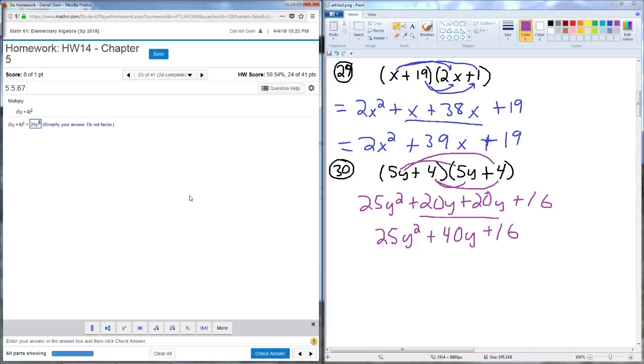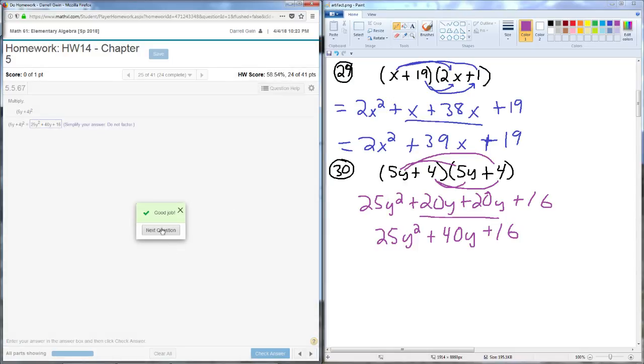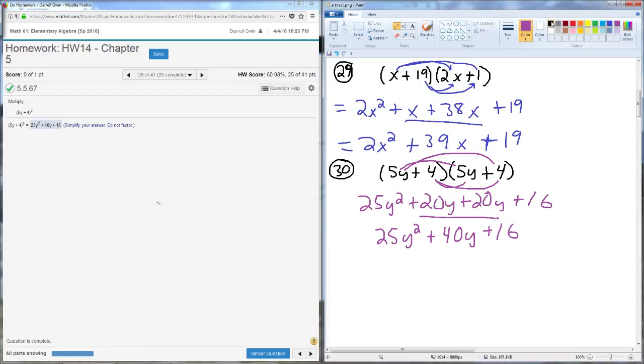25y squared, right arrow, plus 40y plus 16. Enter. Good job. Number 31. Ooh, this is a big one.